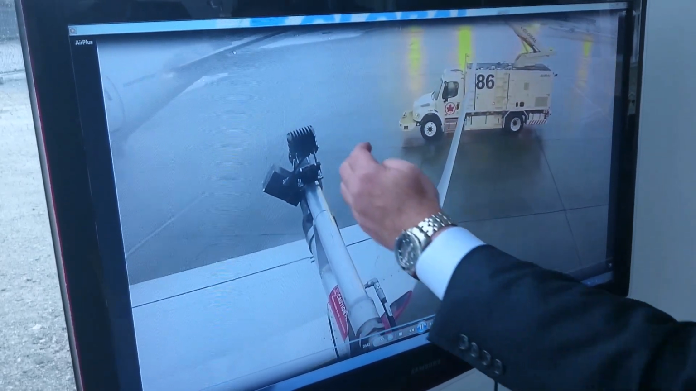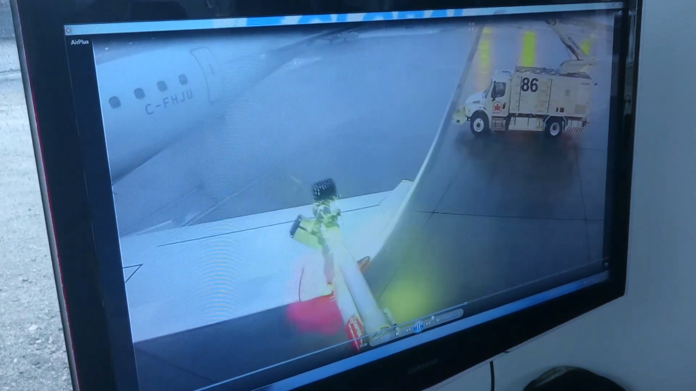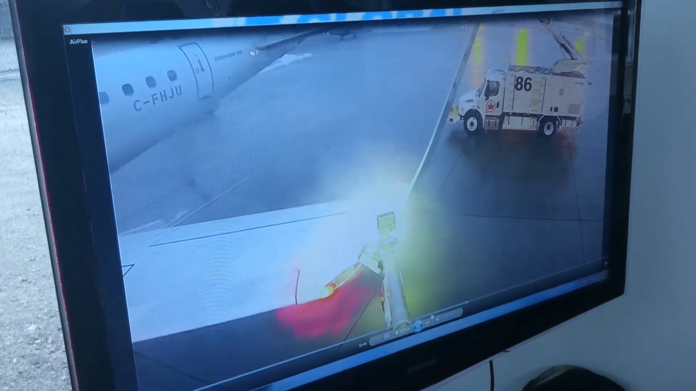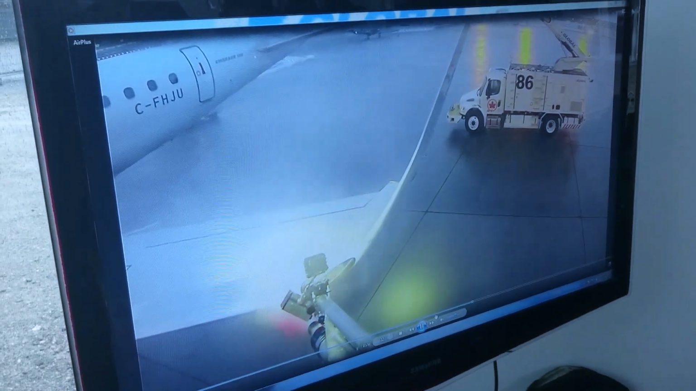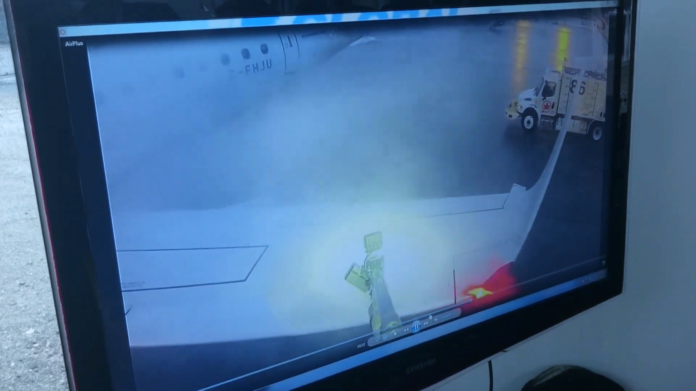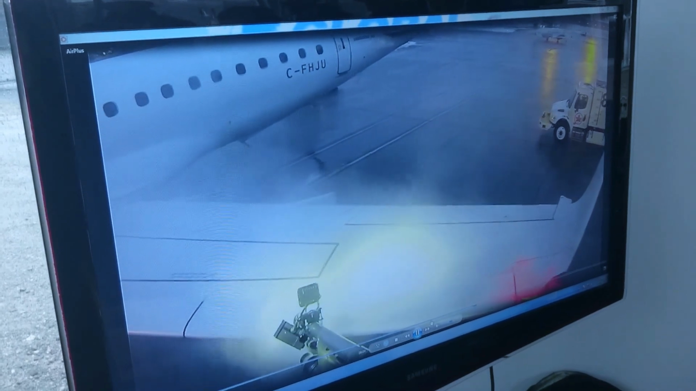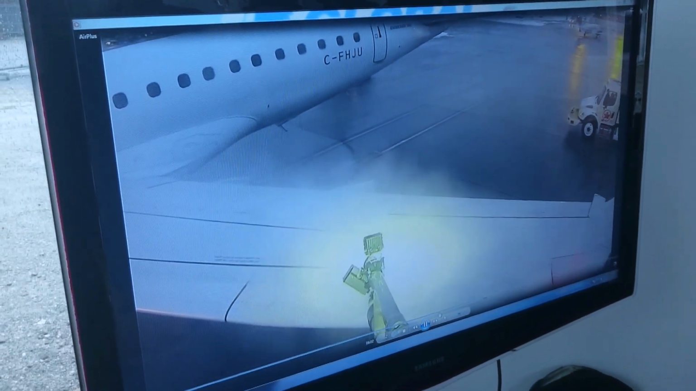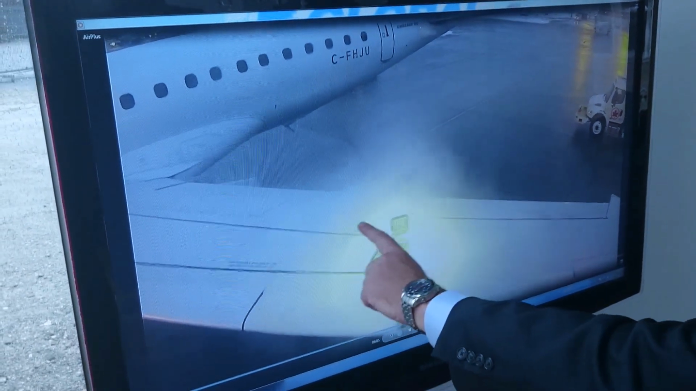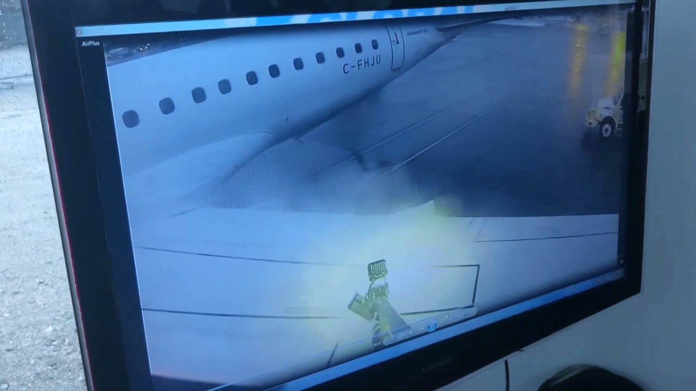So here, from nozzle to aircraft surface, maybe 1.5 meters. Very close. But now he's only using maybe 10 liters per minute. So very low glycol use. So he's spraying and you can see the fluid, but no fluid is pouring off the wing.